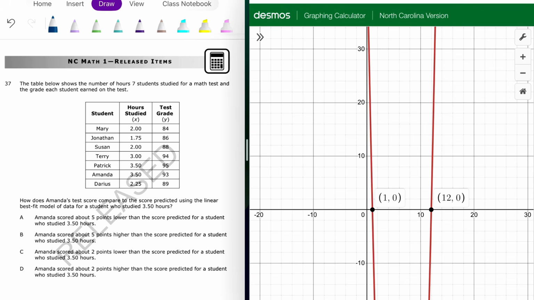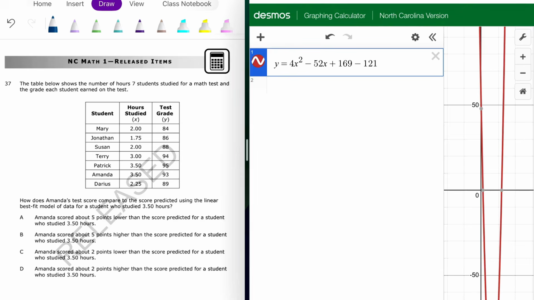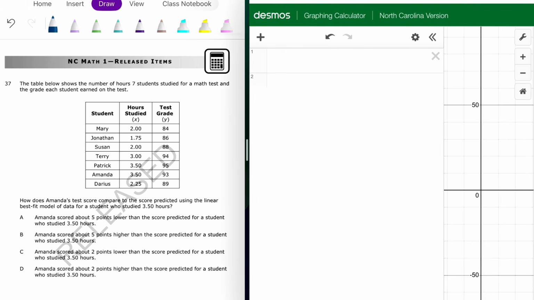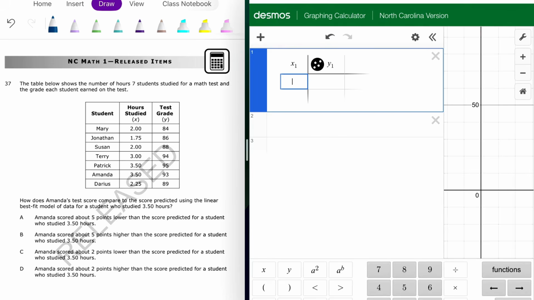The table below shows the number of hours 7 students studied for a math test and the grade each student earned. How does Amanda's test score compare to the score predicted using the linear best fit model for a student who studied 3.5 hours? Okay. When you see linear best fit, or the word regression, or even just the equation of a line, you're typing it in here.